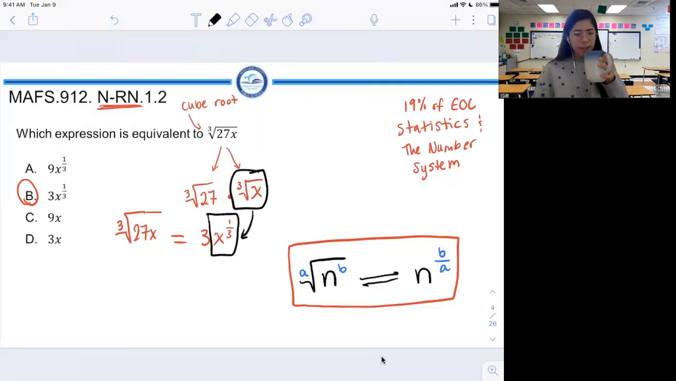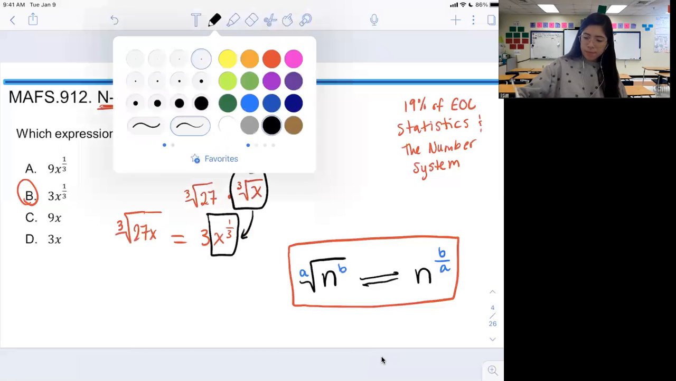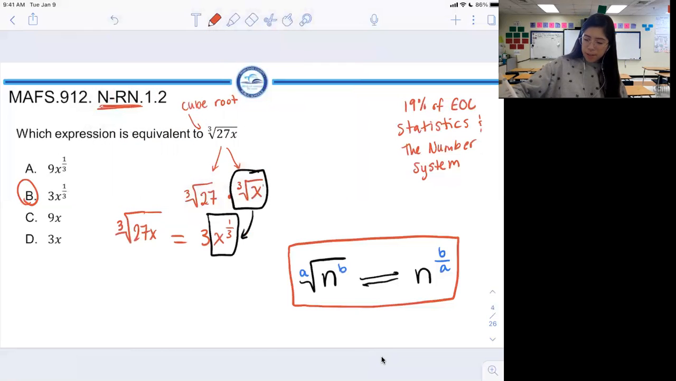Why did I rewrite it like that? Because technically the variable is to the power of 1, because it's just itself. That x is technically going to the power of 1. So the numerator is a 1 and the denominator is a 3, following this rule. I'm just following the rule. The number on the outside of the radical goes in the denominator. The number on the inside goes in the numerator.